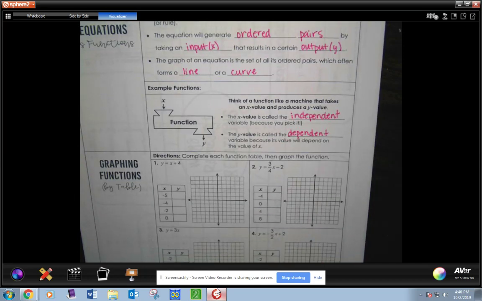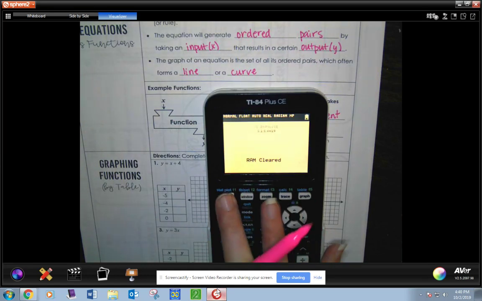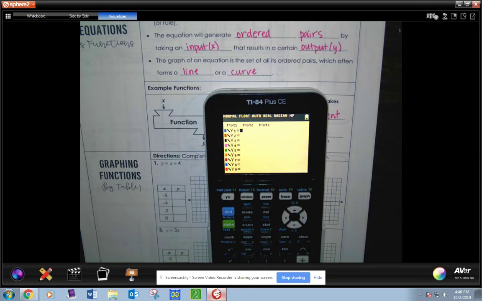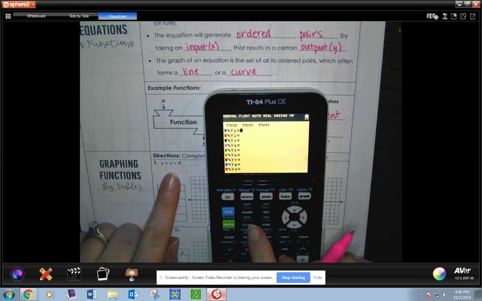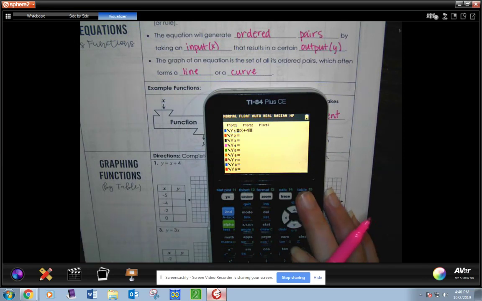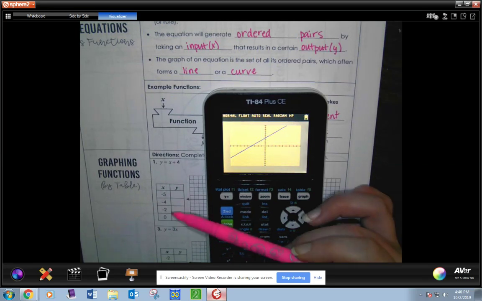Okay, when you're graphing functions by a table, the first thing we're going to do, we haven't worked with y equals yet. You're going to press this top corner button, which is y equals. Since my problem is x plus 4, you're going to type x, and x is the button next to the green alpha. So we're going to hit x plus 4. As soon as you do that, if you press graph, it's going to graph it for you, but that doesn't help me get my ordered pairs.